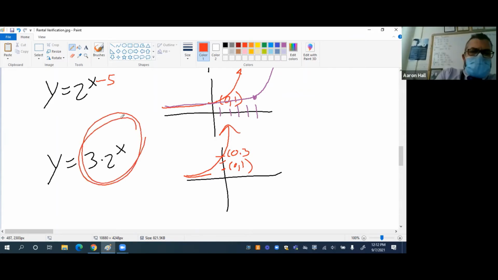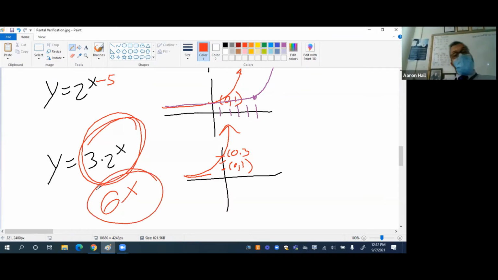Bentley, isn't this just 6 to the power of x? I hate when Mr. Hall asks me trick questions. No. Why not? Because 6 times multiplying 6. I agree with you. These are not the same.